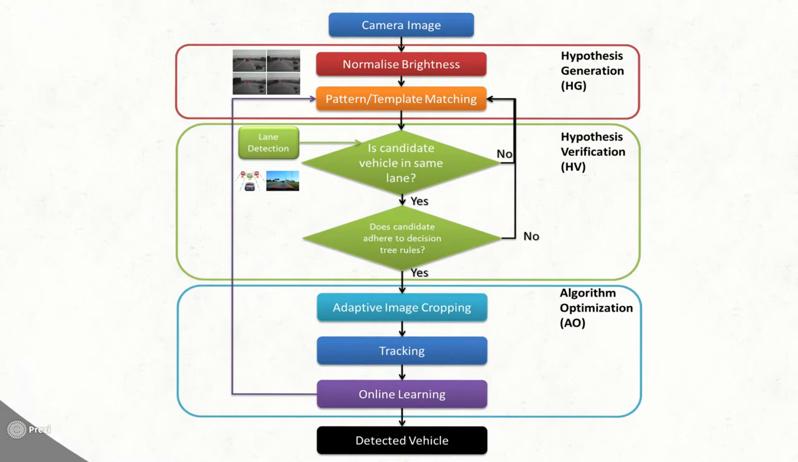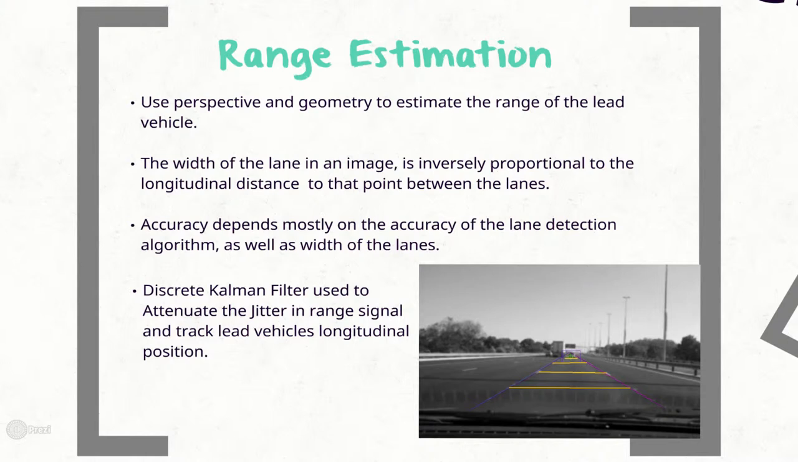So that's our detection algorithm. So now if we move on to range estimation, how do we do range estimation? We use perspective and geometry cues to estimate the range of the lead vehicle. Now some people use the width of the lane in an image, which is inversely proportional to the longitudinal distance to the point between those lanes.